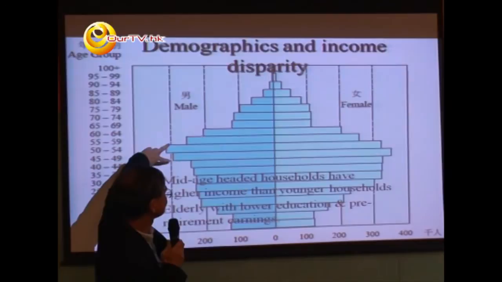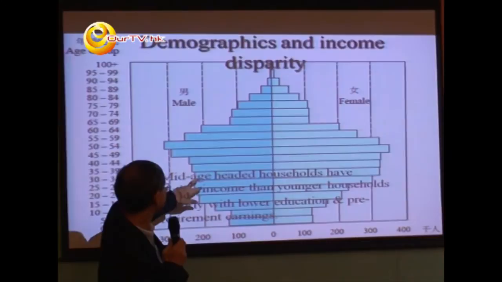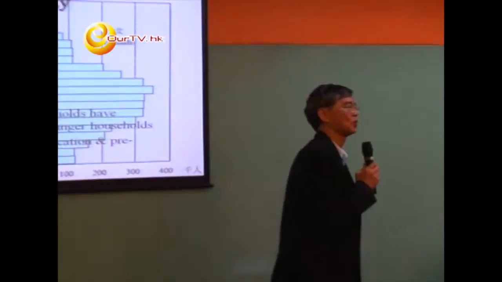If households are headed by this age group, they will have much higher income than households headed by people aged 25 to 29 or 30 to 34. This difference in age distribution accounts for quite a lot internationally because of the baby boom. That change in the age pyramid has been one of the reasons, both locally and internationally, for the increase in income disparity. But this is purely demographic. In fact, demographic change by itself can push the Gini coefficient up to a maximum of about 0.5, but that's not the case for Hong Kong.